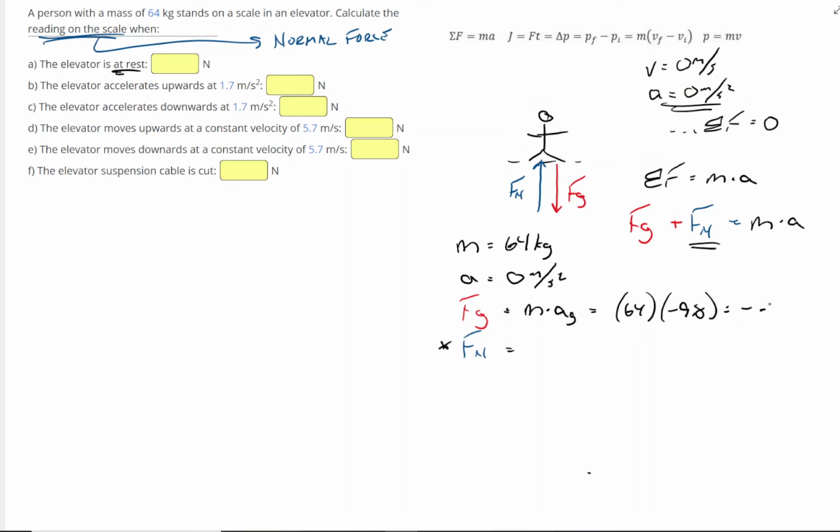It's going to be downward. 627.2 newtons is what the force due to gravity is, and that matches my free body diagram. I have a downward arrow.